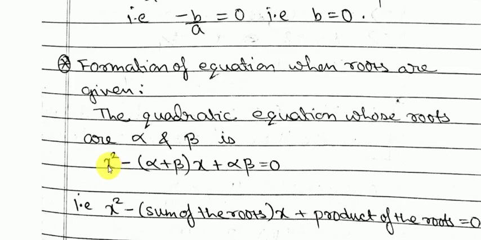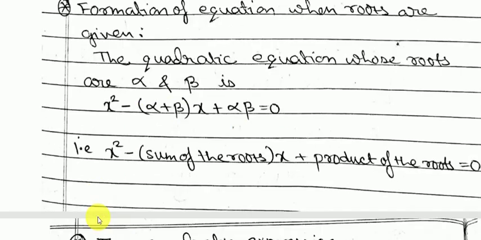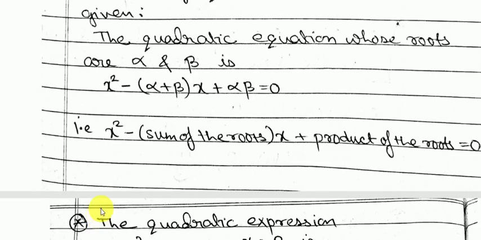So firstly you have to write x squared minus (alpha plus beta) x plus alpha into beta equal to 0, where alpha and beta are the roots. When you simplify this, you will get it in the form ax squared plus bx plus c is equal to 0. So that means if two roots are given for a quadratic equation, then you can write the quadratic equation as ax squared minus (sum of the roots) x plus product of the roots equal to 0.